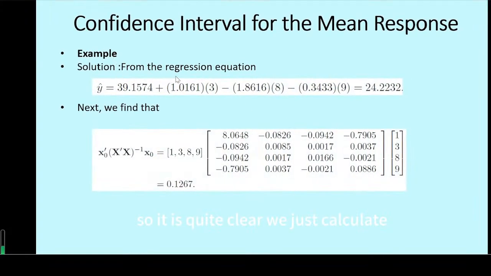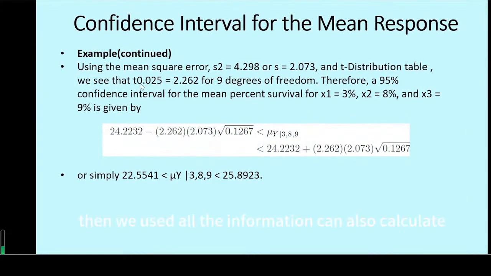So it is quite clear. We just calculate this y hat point value by filling each term in the linear regression equation. So we can get about 24.2. So next we can calculate this term, x vector and its transpose, and this matrix takes the inverse. So we can get this value is about 0.12. Then using all the information, we can also calculate the S square and S value.